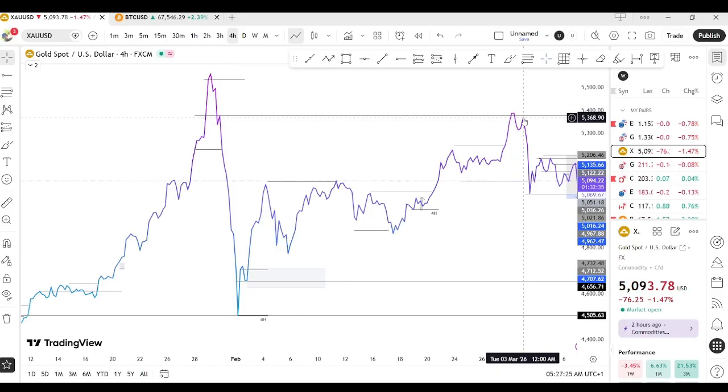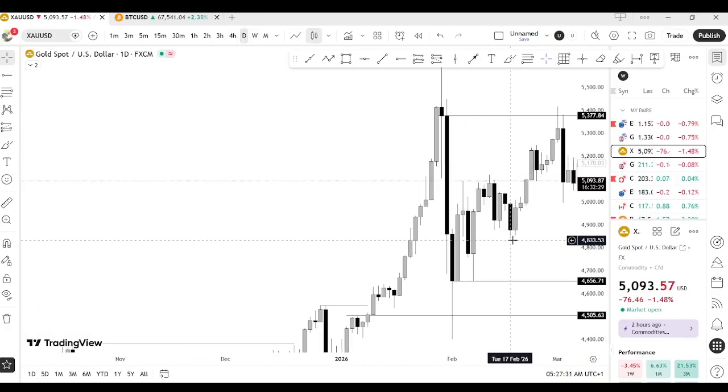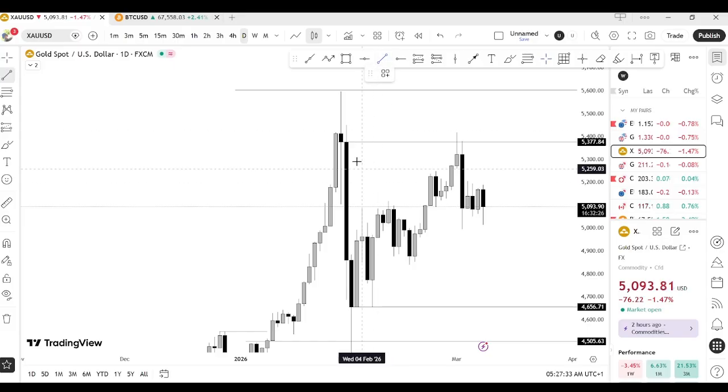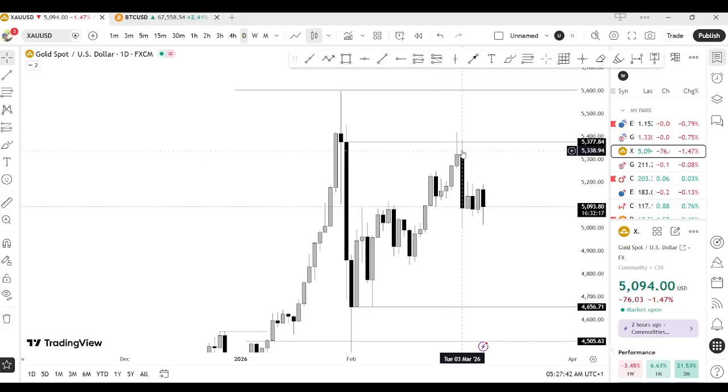We have a break here on the 4 hour to confirm that our daily time frame is bullish. But our weekly hasn't given us a break. Weekly will give us a break when this top price action up here is broken. That is when we know that weekly is bullish.